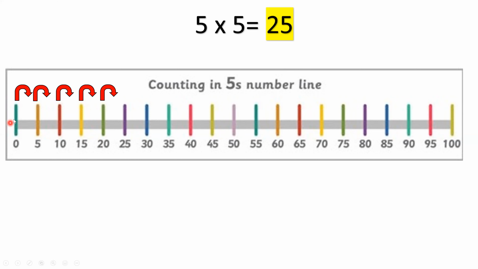I can also hop or jump. 1, 2, 3, 4, 5. And I still land on 25. 25 is a multiple of 5.